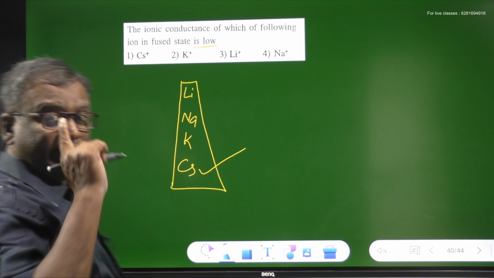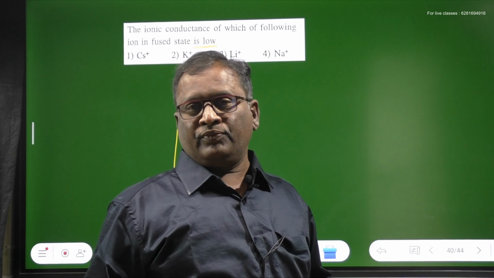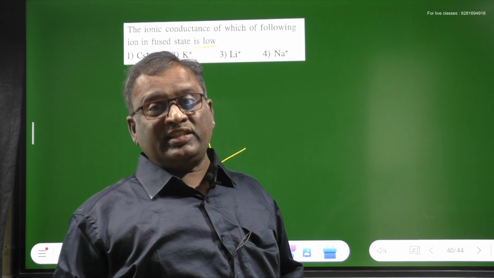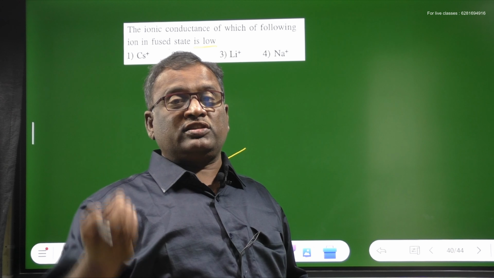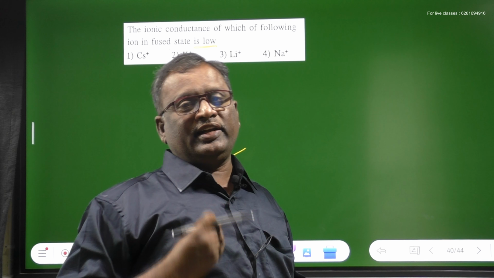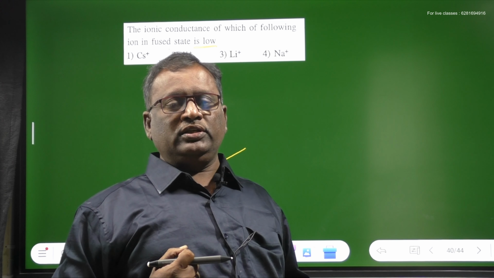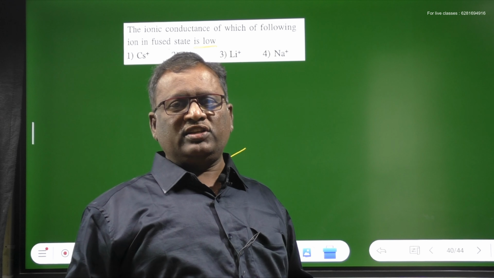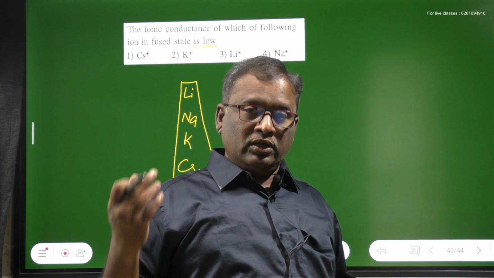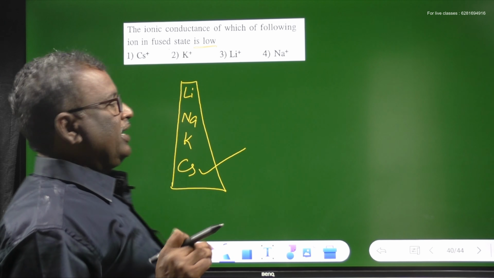If it is aqueous solution, solvation comes into the role. In such cases, cation with smaller size is highly solvated and has least conductivity. Since it is fused, there is no question of solvation. That's why larger size cation will have least conductance.